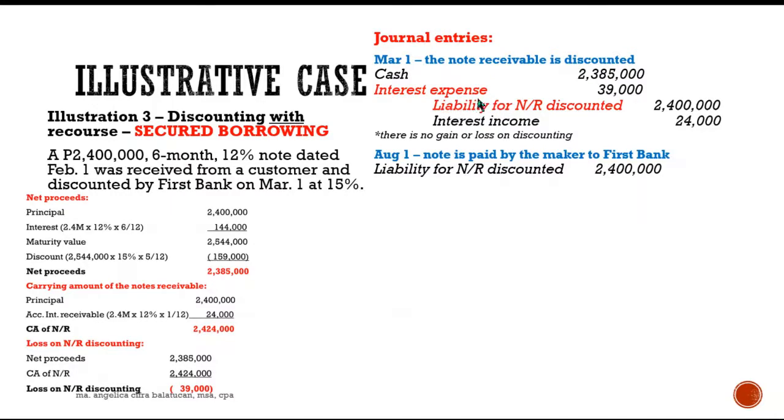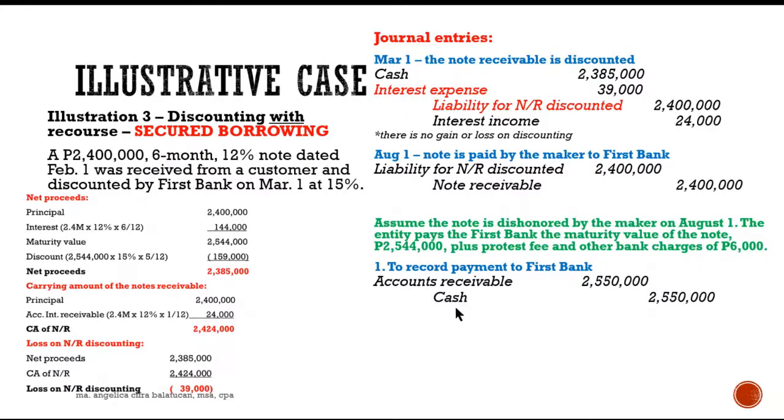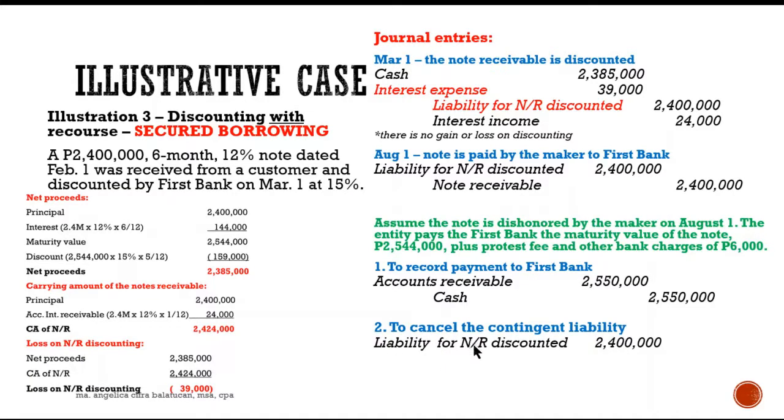Since we credited that, we debit liability for note receivable discounted. In a conditional sale, you see note receivable discounted, but in secured borrowing, it is liability for. Then credit note receivable. Then assume again that it is dishonored by the maker: debit accounts receivable and credit cash, and then to cancel the contingent liability, liability for note receivable discounted and note receivable. If we compare the two, the only difference is this account title. So again, instead of loss on note receivable discounting, we credit liability for note receivable discounted.